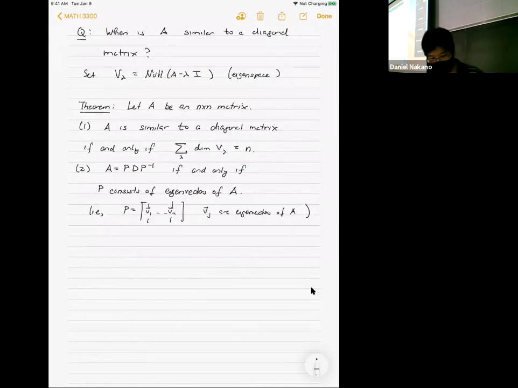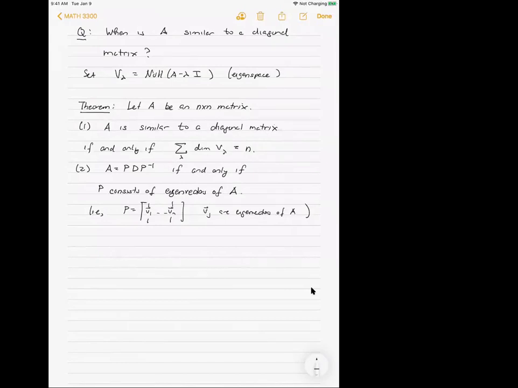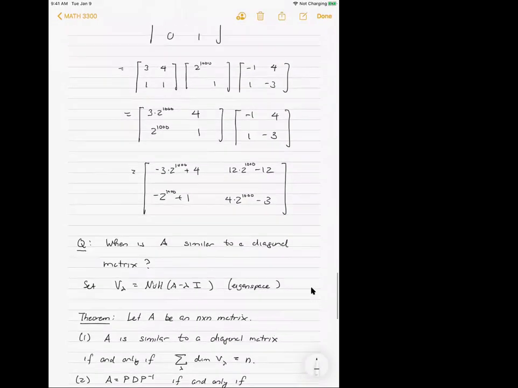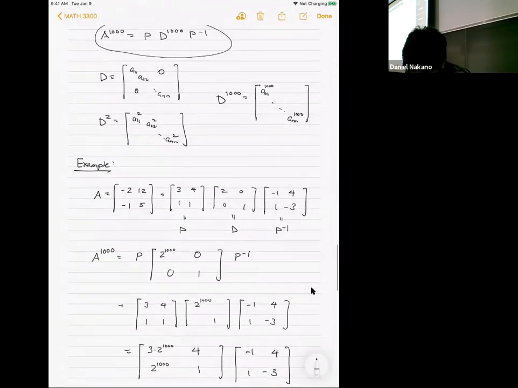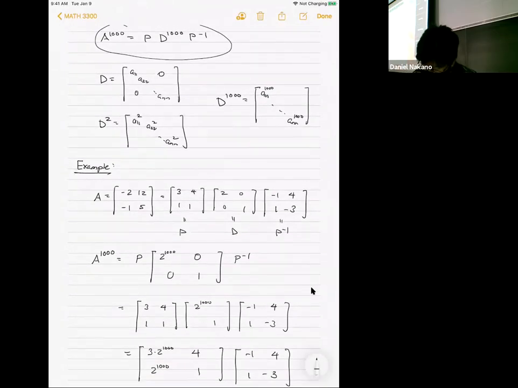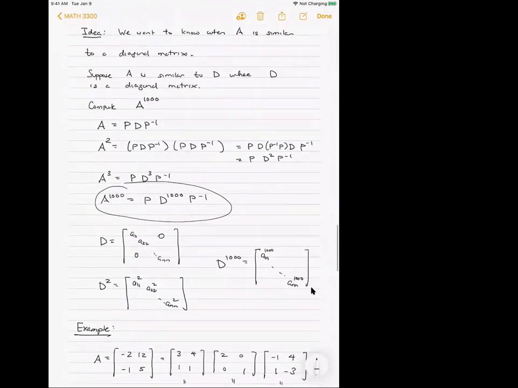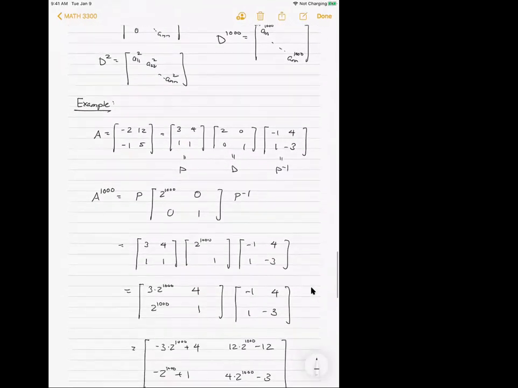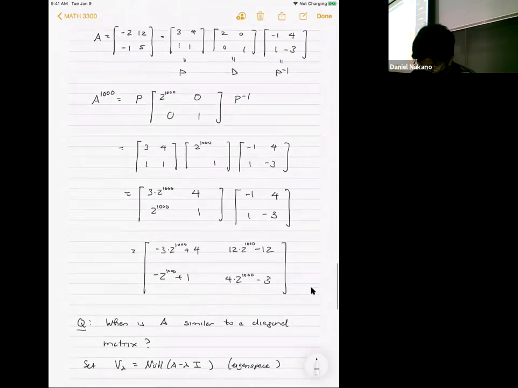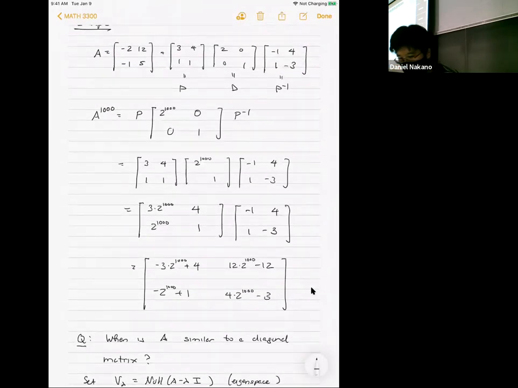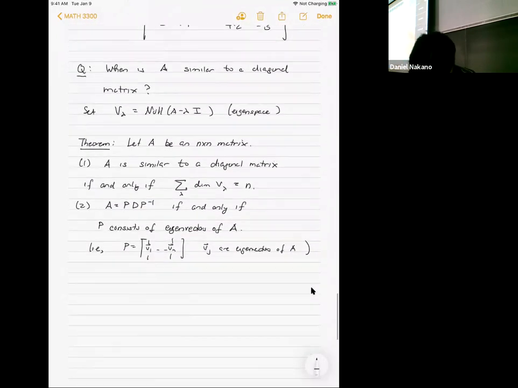Okay, so first of all, are there any questions on this? So in the example earlier, 3, 1 and 4, 1 were eigenvectors of A. Which example? The example that we did right before this theorem. Yes, that's right. Very good. So 3, 1 and 4, 1 are eigenvectors of A. Okay, so that's a good point.